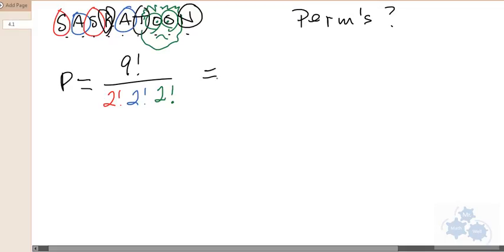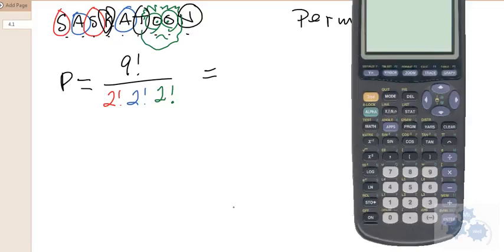Now, how do you evaluate this? Well, you could write it out. If you have brackets on your calculator, brackets are awesome, so you can do that if you want. So you could do 9 factorial divided by, and then you could use brackets. What's 2 factorial though? It's 2 times 1, so just 2. You don't even need to do this on your calculator probably. But 2 times 2 times 2 is 8, but I'll just do 2 times 2 times 2.